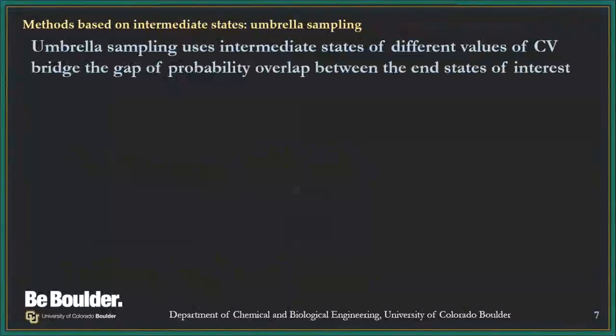Another well-known method that relies on a collective variable is umbrella sampling. However, instead of modifying the underlying free energy surface of the system, umbrella sampling utilizes a series of intermediate states with different values of selected collective variables. To understand how umbrella sampling works, let's first take a look at a very simple example, sodium chloride.